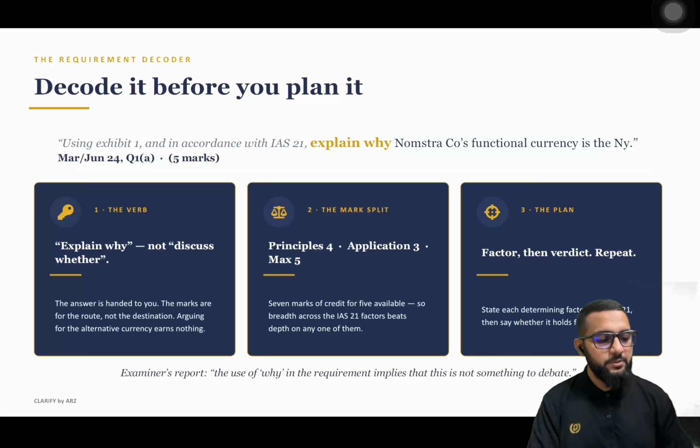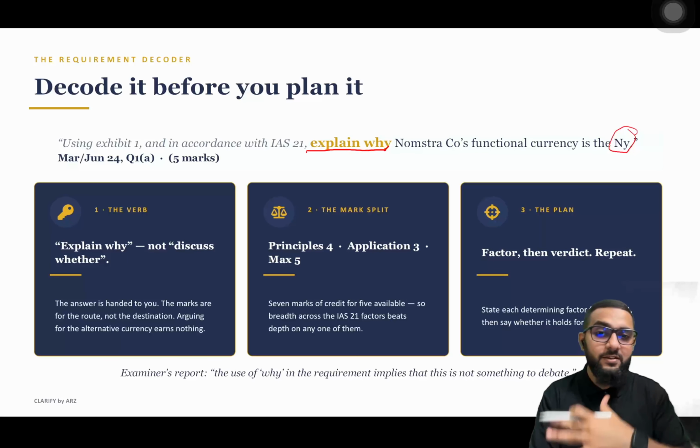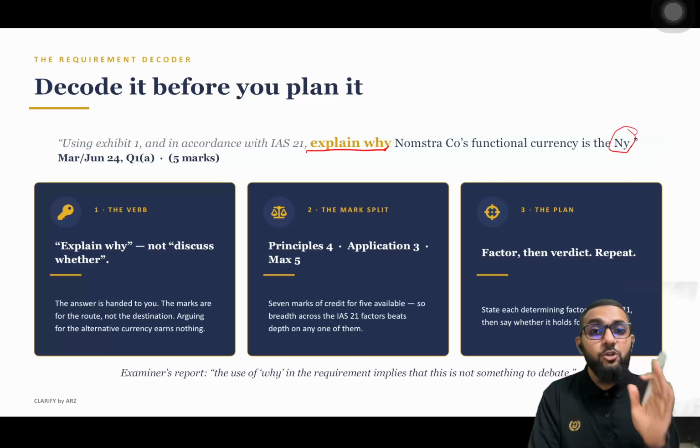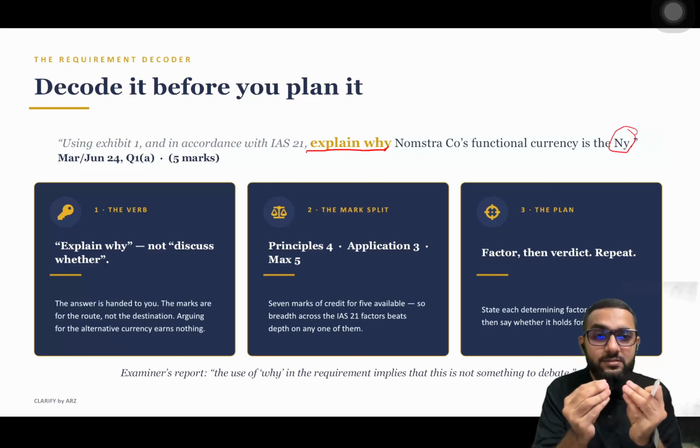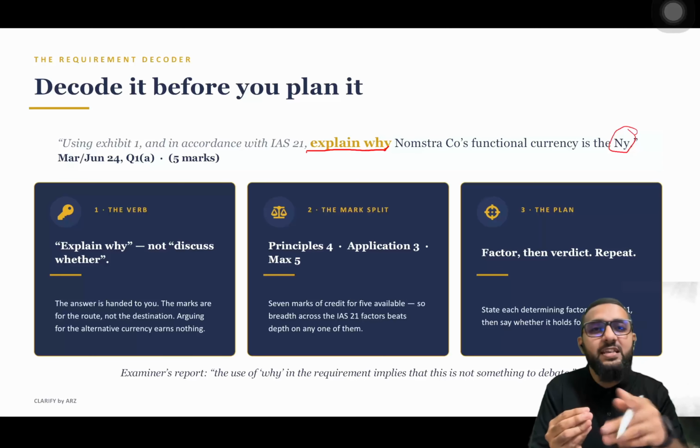Now, if you look at this example from March, June 2024, using Exhibit 1 and in accordance with IAS 21, explain why Normstra Co's functional currency is NY. Now, the examiner is already telling you that it is NY. You have to just explain why it is NY. You can't say, if another currency like the dollar is given, that NY is not the functional currency and the dollar is. You are going to get penalized. Why? Because the examiner clearly asks you to explain why NY is the functional currency.